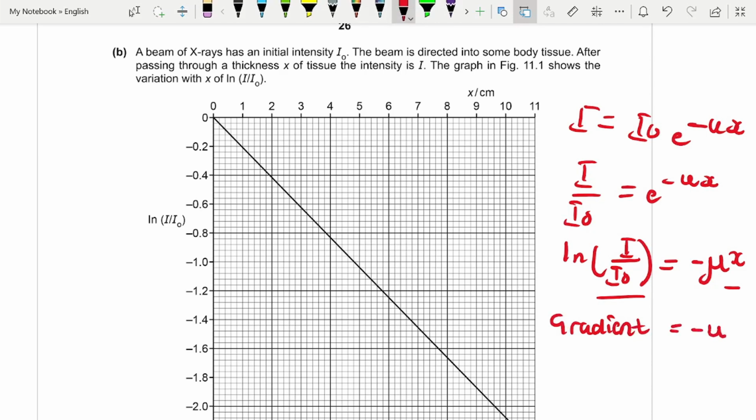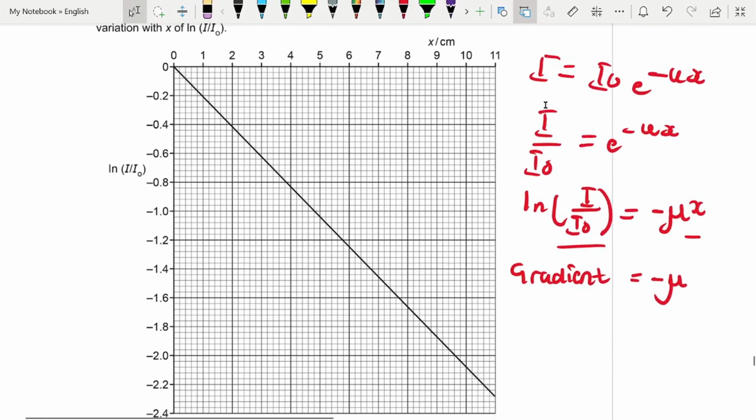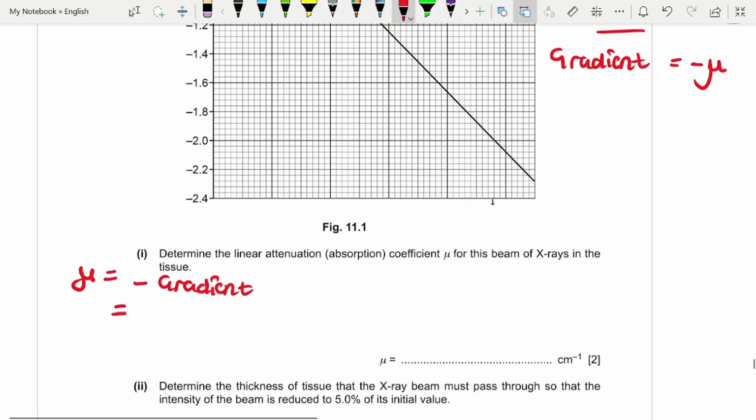So it's going to have a gradient of negative mu, right? And I've said this because I have an equation, I introduce lns on both sides, right? And then I have y equals mx. So the gradient is going to be negative mu. So I've been asked to determine the linear attenuation coefficient mu for this X-ray beam. So it means that mu is just going to be negative the gradient, right? That is going to be the value of my mu.